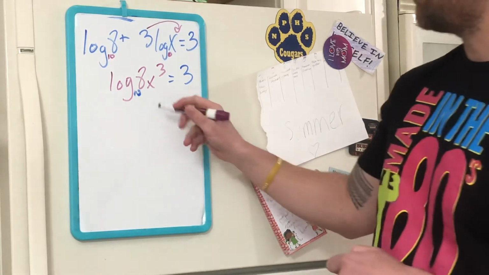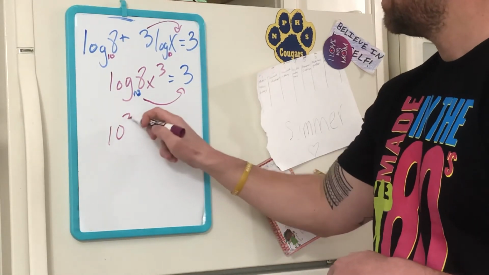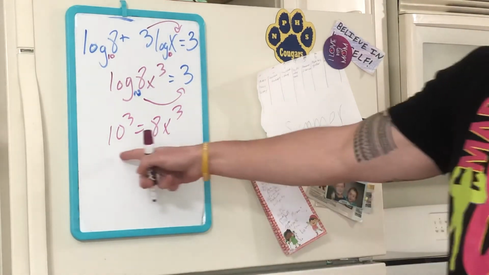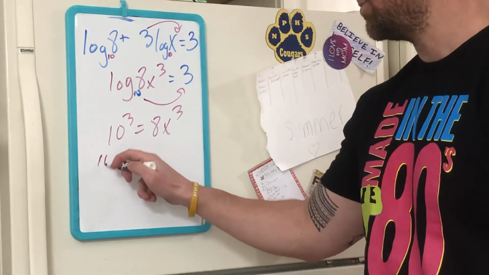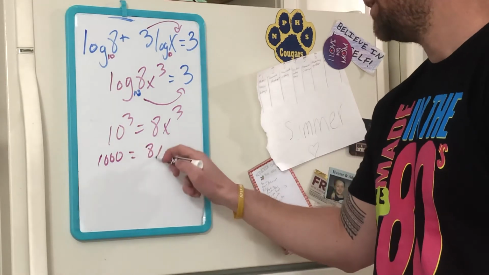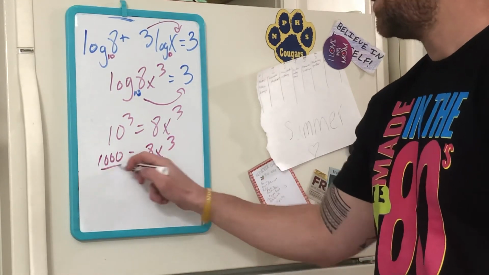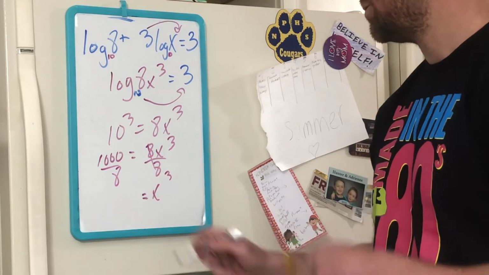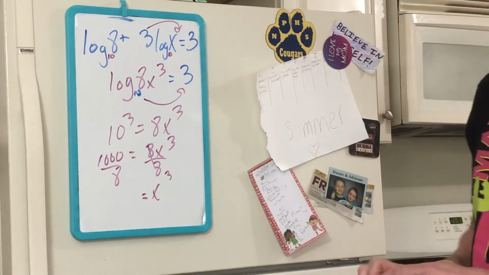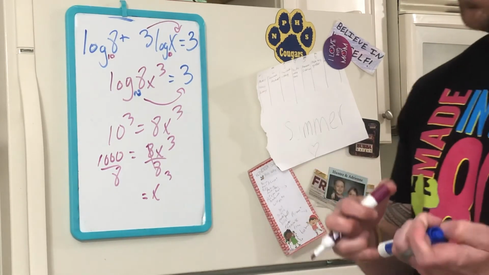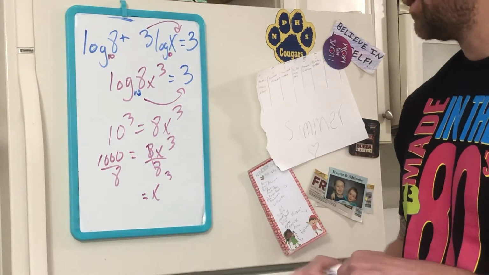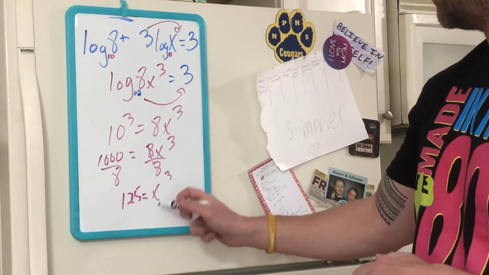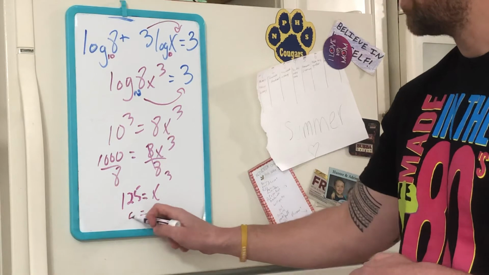So now to simplify that, we do 10 to the third equals 8x to the third. I would simplify this. 10 to the third is 1,000 equals 8x to the third. Divide by 8. x to the third equals, let's see, 1,000 divided by 8. 1,000 divided by 4 is 250, so 1,000 divided by 8 must be 125. And then the cube root of 125 is 5, so x equals 5.